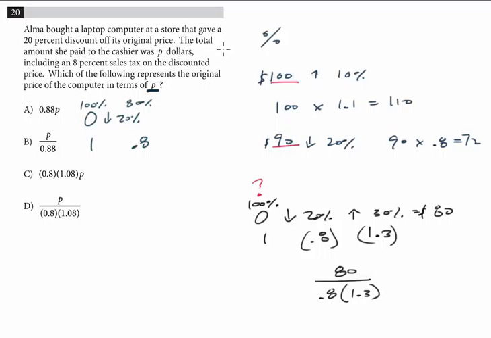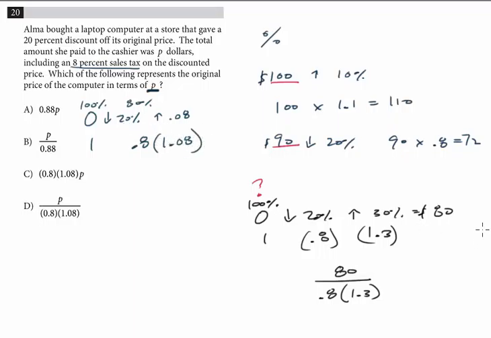The total amount that Alma paid the cashier was P dollars. That's the final price, but it also included an 8% tax. So the tax is really a form of an increase. And so think about what is the tax. It is going to be this amount, this 0.8, times an increase of 0.08. How do we express an increase of 0.08? This is an increase, so it's going to be 1.08.